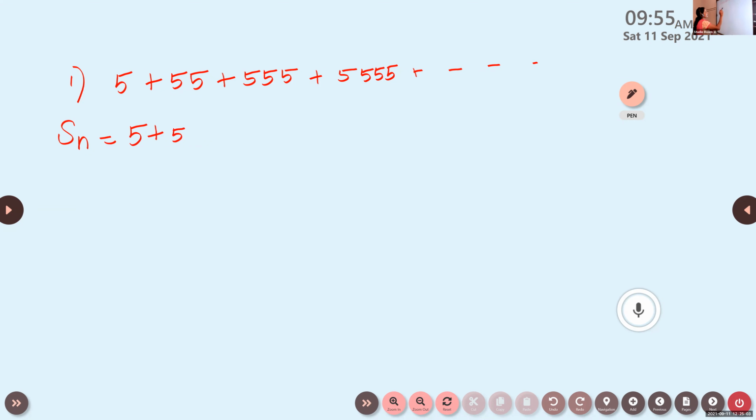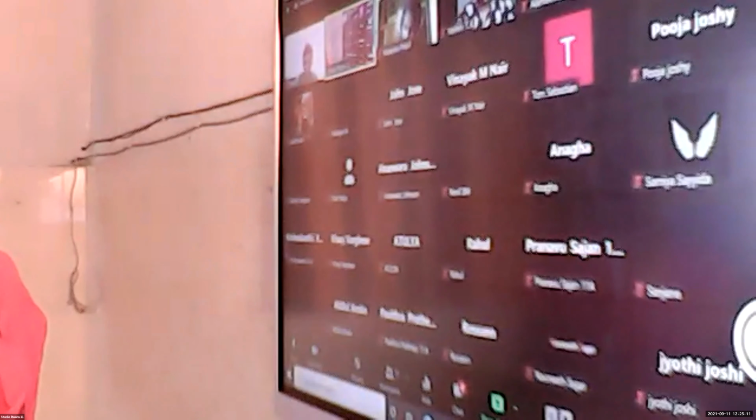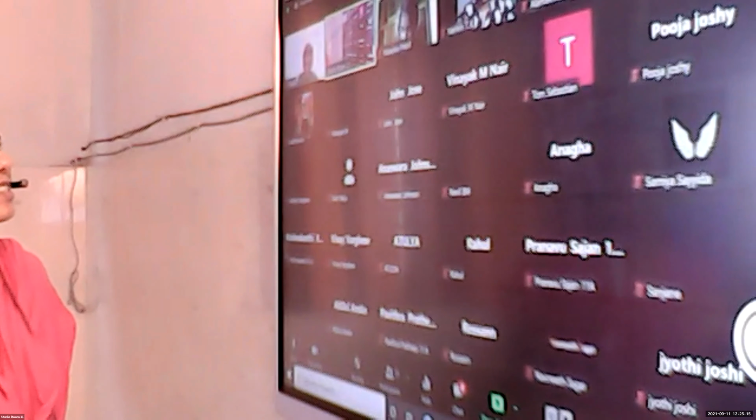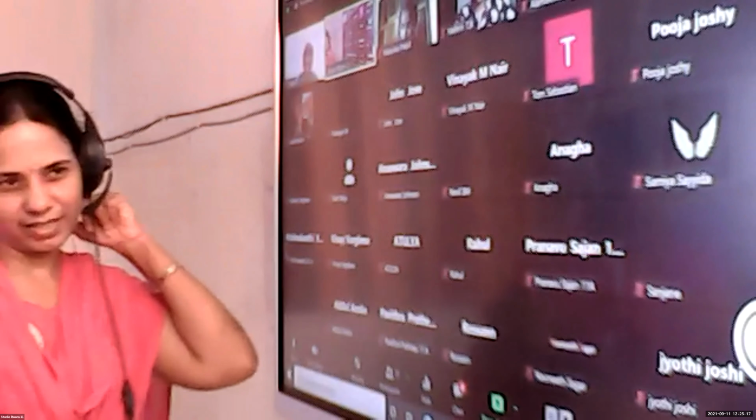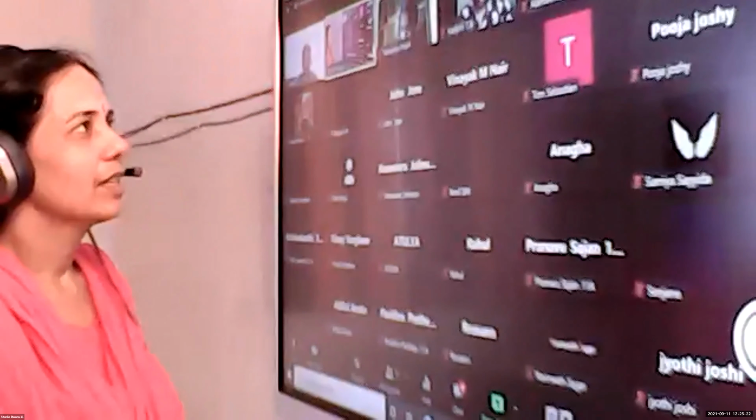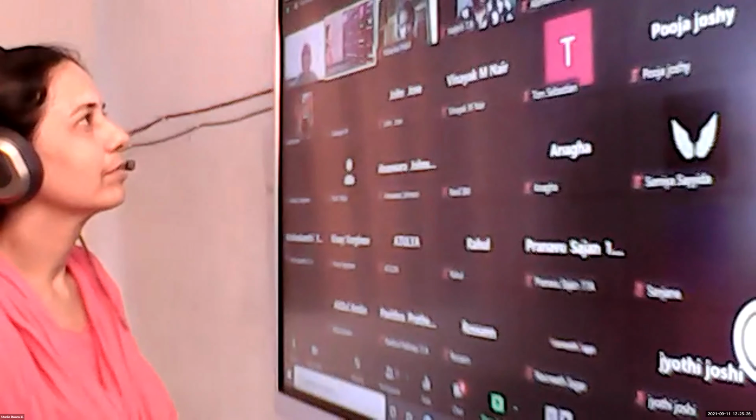5 plus 55 plus 555 plus 5555 and so on. What is the answer? Can we guess? When you look at this question, we'll start off writing like this and we add, isn't it? It is not possible. Actually, if you look at the sequence, is it an AP or GP?